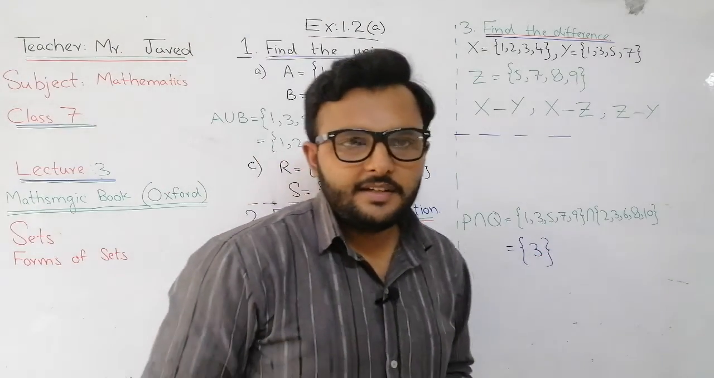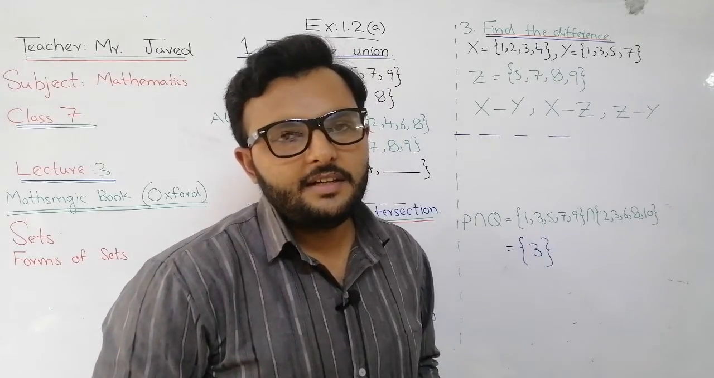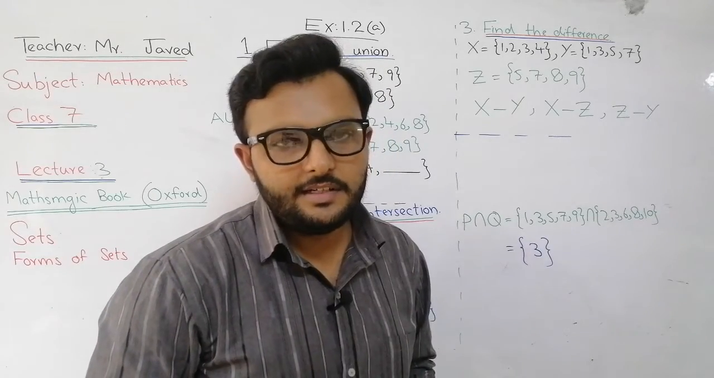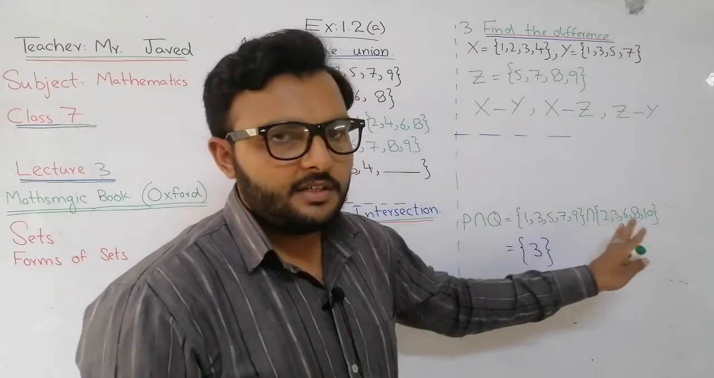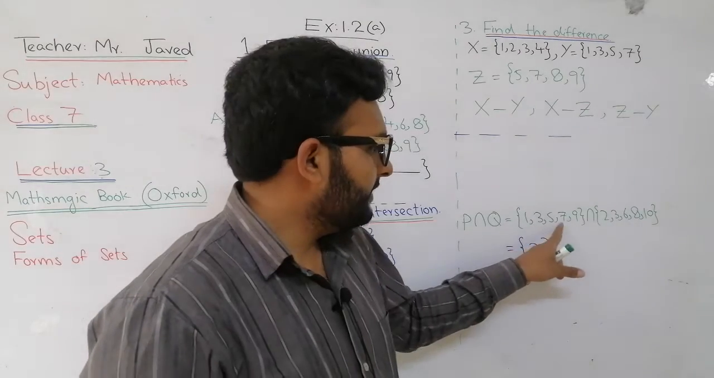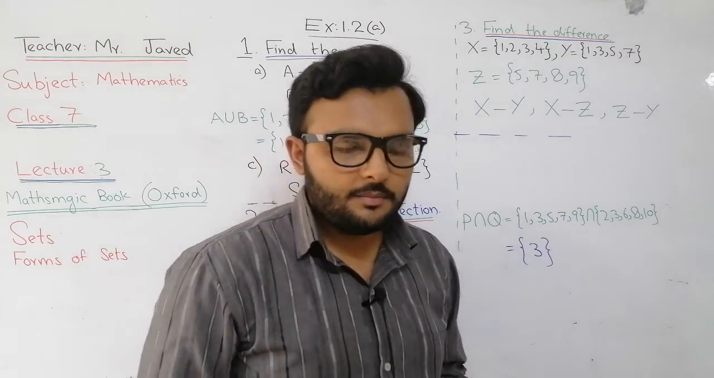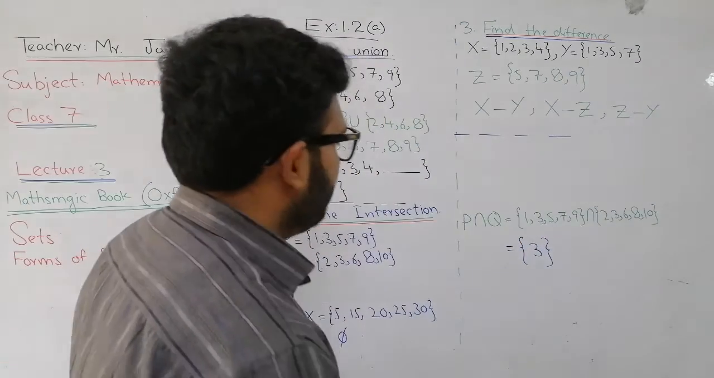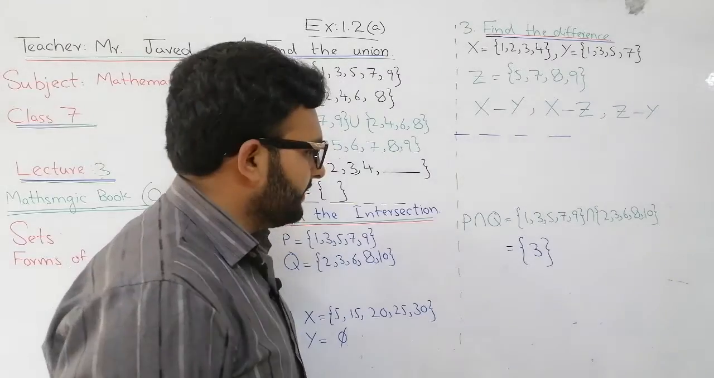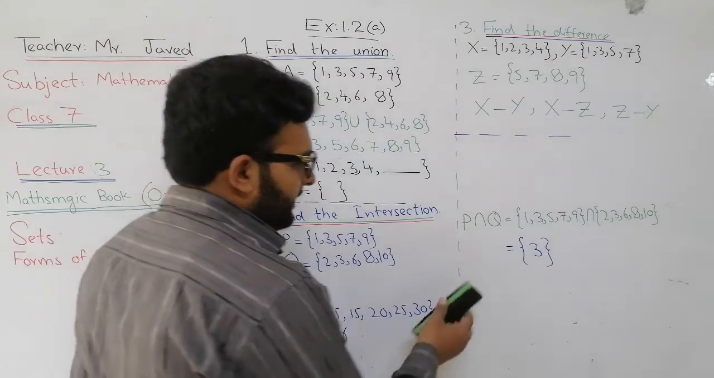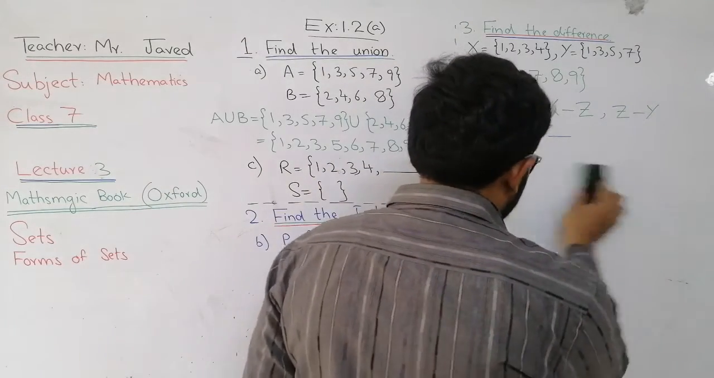I want to tell you again that the intersection is the set of elements which are present in both the given sets. Look here, 3 is here and here. There is no more element which is present in both the sets. So 3 is the intersection. Hope you people understand. Now I will erase this, and the next question I will solve here.